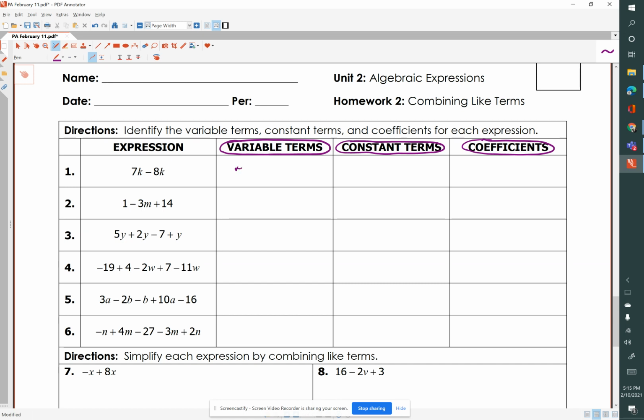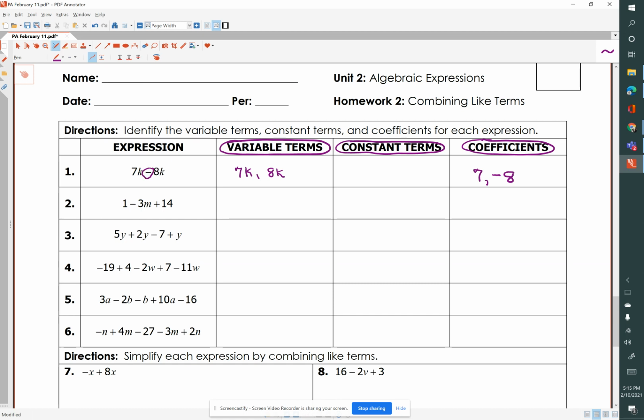So our first expression is 7k minus 8k. Our variable terms are 7k and 8k. There's no constant, but the coefficients are 7 and, remember, this is a negative 8. I say it all the time. I'm going to say it again.